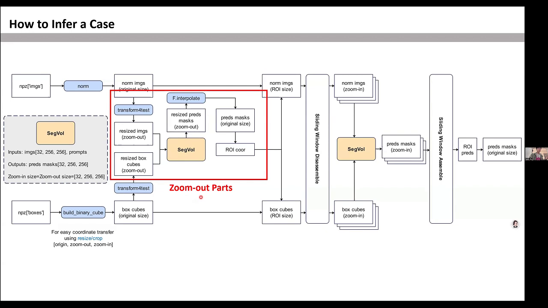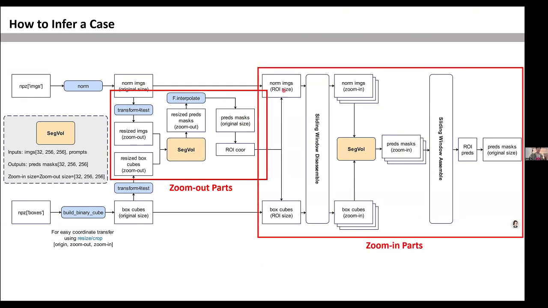This part is about the zoom out part. We process the resized images and get the resized predictions and interpolate it back to the original size. And this part is the zoom in part. We use this coordinate to get the most important part because we want to reduce the cost of inference. So we just focus on the meaningful parts. Okay, after this operation, we get the refined predictions.